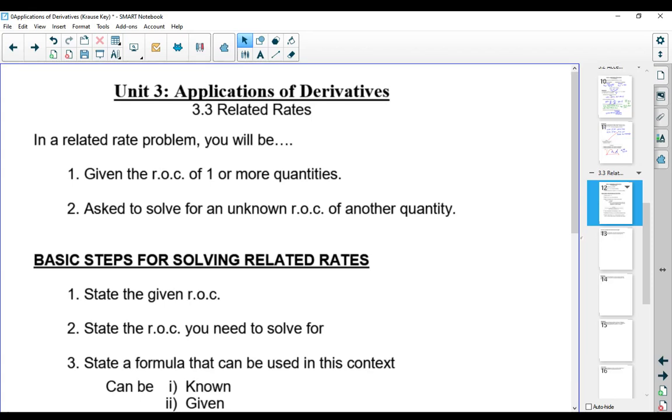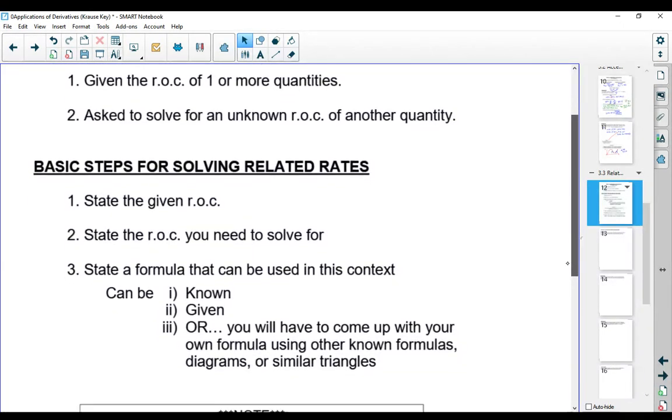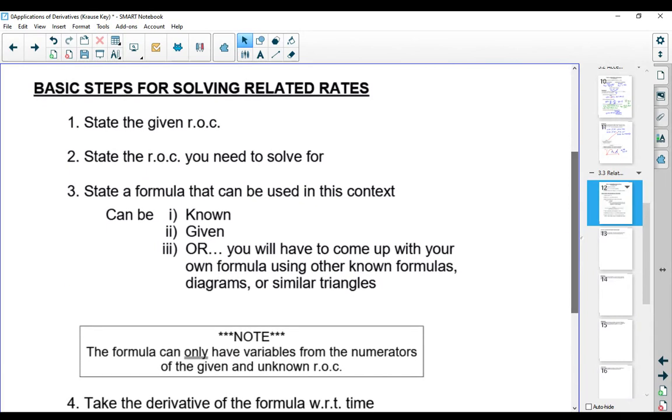Okay, so today we're looking at another application of derivatives, and we're looking at related rates. A related rate problem is one where our two variables have some sort of relationship between each other. When we're looking at related rate problems, you're going to be, first of all, given a rate of change of one or more quantities, and you're going to be asked to solve for a different rate of change for another quantity. So here, before we get into some examples, we're going to go through some of the basic steps for solving rates.